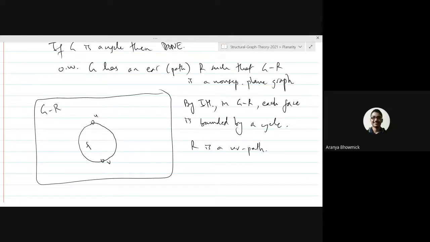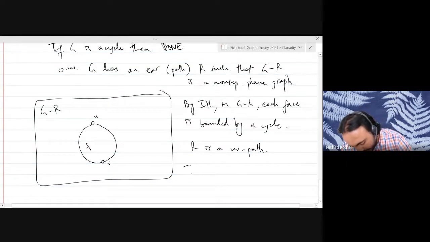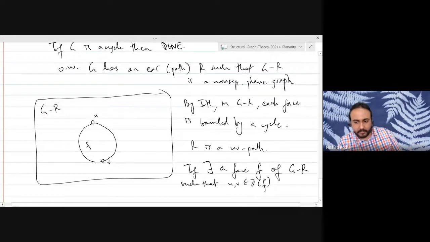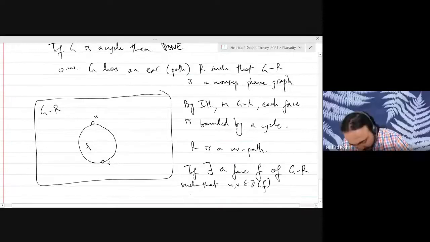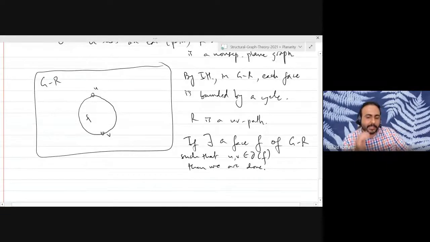Sir, I think if the two faces are not adjacent, suppose U belongs to face F1 and V belongs to... Well, U can belong to 5 faces, right? So I don't want to fix a face. So the point is, if there exists a face F of G minus R such that U and V are both on the boundary of F regarded as a subgraph, then we are done. But I claim that there has to be such a face. If there is no such face, then you would get some contradiction.